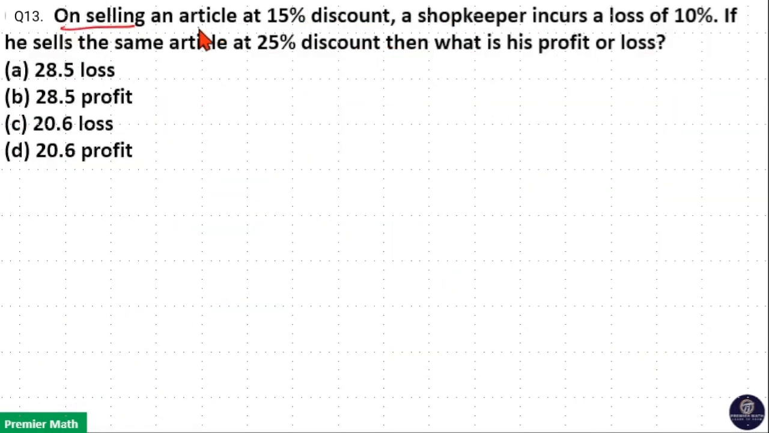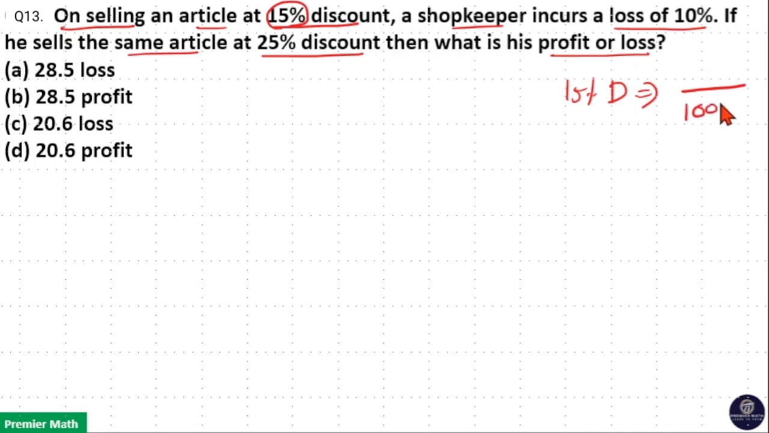On selling an article at 15% discount, a shopkeeper incurs a loss of 10%. If he sells the same article at 25% discount, then what is his profit or loss? Here, this shopkeeper sells this article at 15% discount. 15% discount means if 100 rupees is the marked price, that is MRP, then 100 minus 15, 85 rupees is the selling price. Now, when he sells like that, he incurs a loss of 10%. That means he lost 10%.